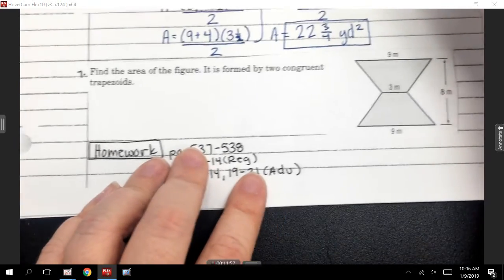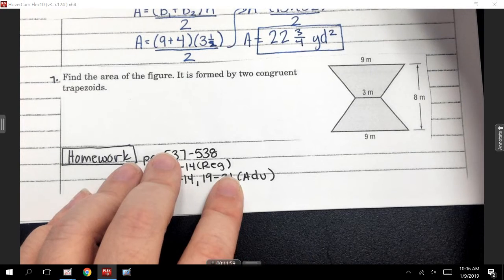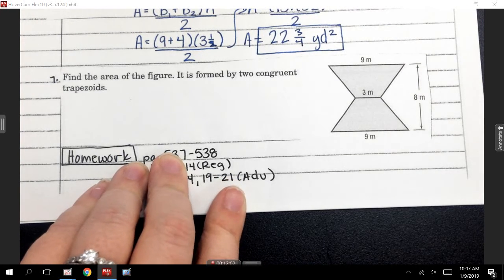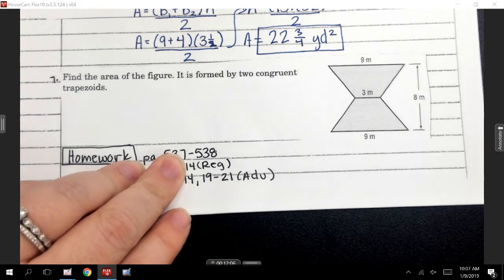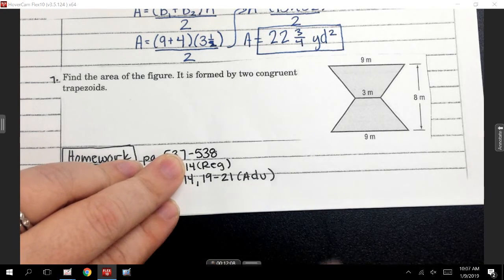I want us to skip down. We're going to look at number 7 to finish up our notes today. Did you hear that? We're going to finish our notes today. Woo-hoo. Sorry. I'm excited. First time this week, right?